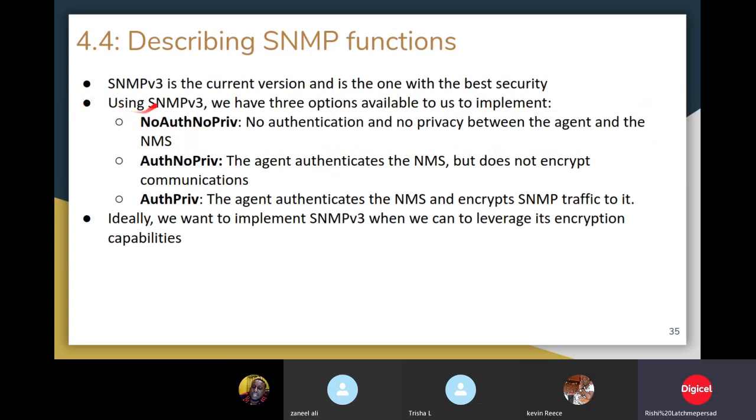Now, SNMP v3 is the current version and is the one with the best security. Using SNMP v3, we have three options available to us to implement. We have noAuthNoPriv, which is no authentication and no privacy. So if you put this, you have no authentication and no privacy between the agent and the NMS, right? So you have no security, basically. It's the least secure version.